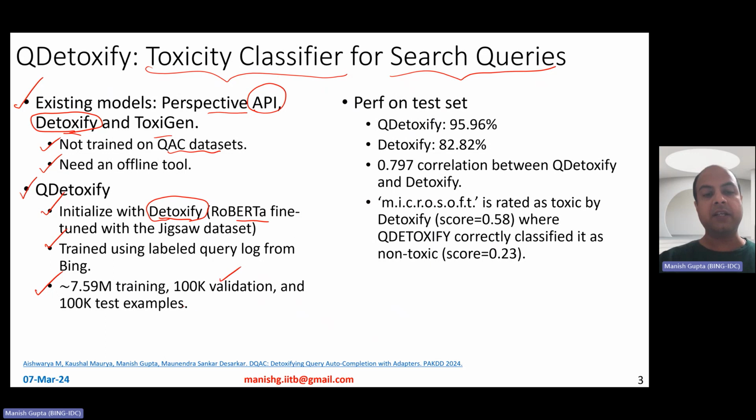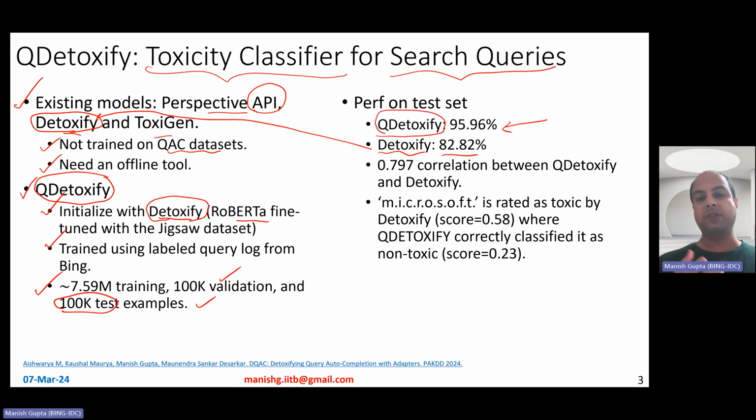And 100K validation and test examples, so as to build this QDetoxify model and also evaluate its performance. QDetoxify on this particular test set gives us 95.96, almost 96% accuracy, while Detoxify itself, the publicly available model, gives us 82.82% accuracy. This brings out the need for a specific toxicity classifier for query logs, right?